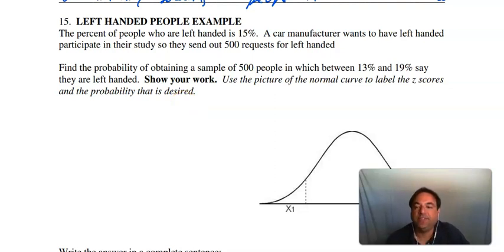Okay, so for question 15, the percent of people who are left-handed is 15%. The car manufacturer wants to have left-handed people participate in their study, so they send out 500 requests for left-handed people. Find the probability of obtaining a sample of 500 people in which between 13 and 19% say they're left-handed. So now we're doing between 13 and 19%.